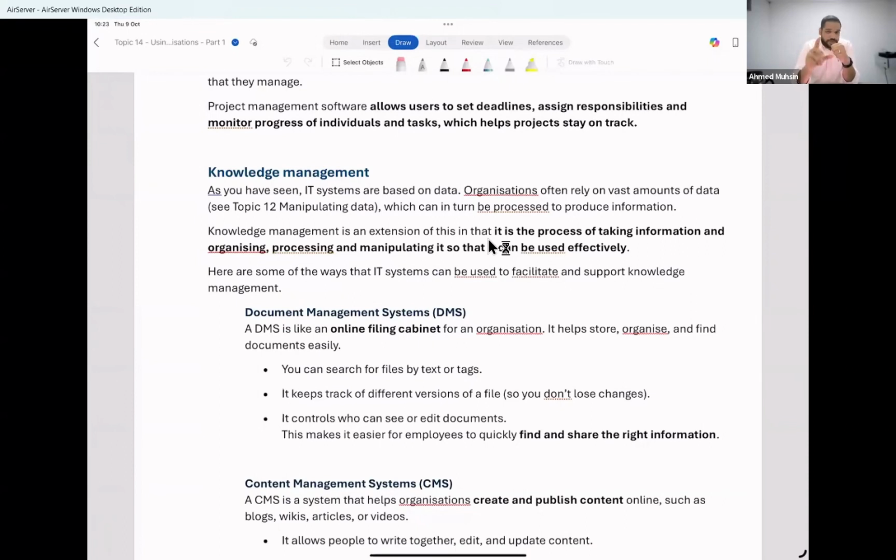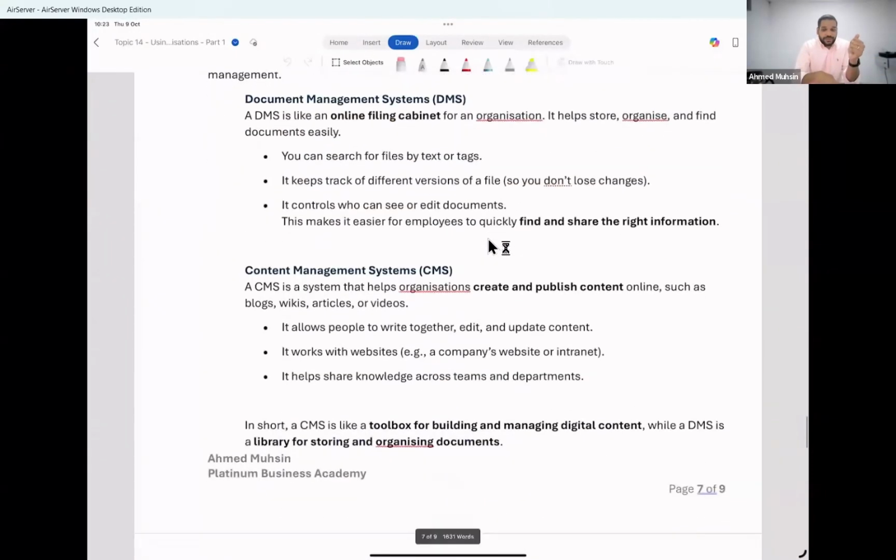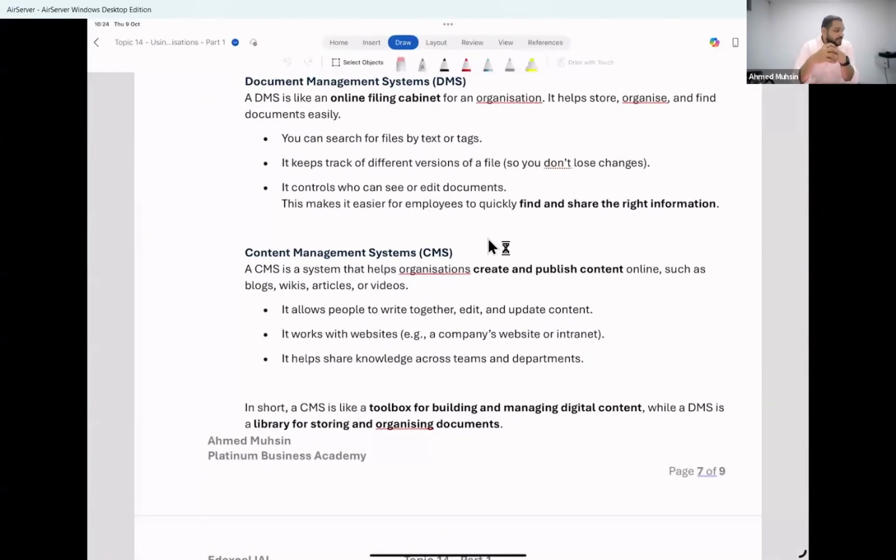Then if you have a tool to store data, you also need a tool to create data. Agree? Document management is the tool that is used to store your information. The tool that is used to create new information, what do we call that? Can everyone read that? Content management system. This is the tool that you would use to create new information. A CMS is a system that helps organizations create and publish content online, such as blogs, wikis, articles, videos, all this. Okay.